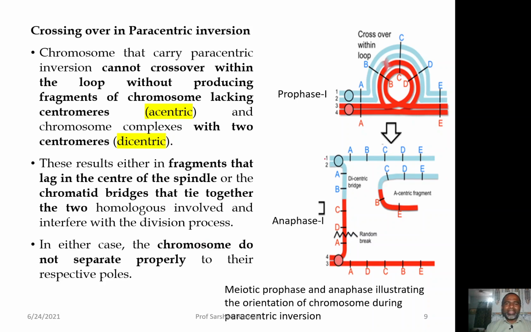But while looking at the cell during the crossing over stage, you can see that if crossing over takes place in a paracentric inversion, that means when the inversion is away from the centromere, not involving the centromere, you will get some chromosomes which have two centromeres, called dicentric, and you will get a chromatid which does not have a centromere, called acentric. In addition, these parts will also have some duplications and some deletions.